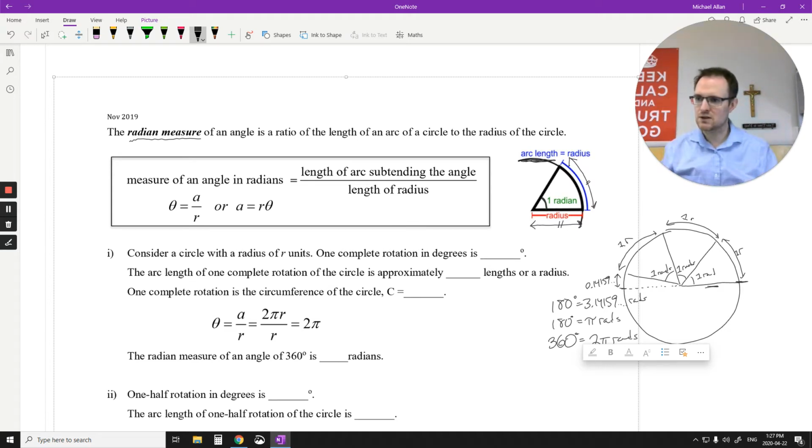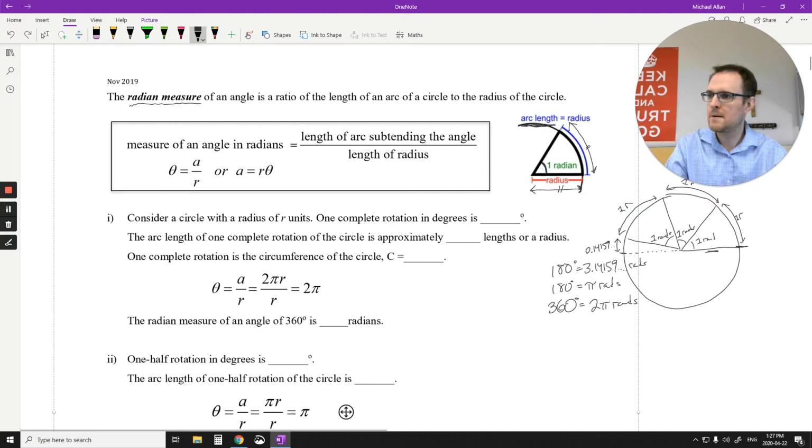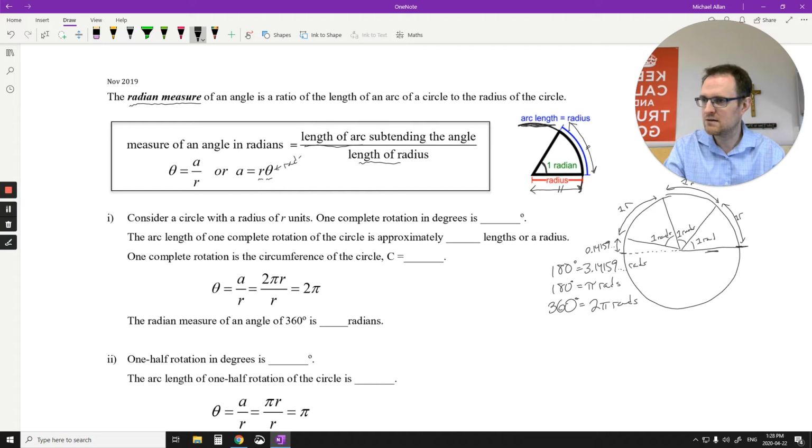I'm just multiplying those out together. So you could develop this formula where theta is equal to A over R, where A is your arc length. You take the arc length and divide it by the radius, and you can find this angle. Or if I know the radius and I know the angle, and it has to be in rads, then I can find the arc length. It's a formula on the formula sheet, which is kind of nice too.